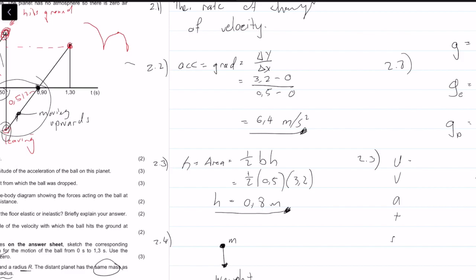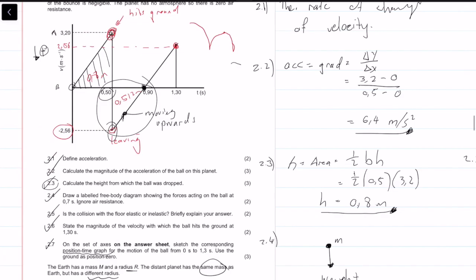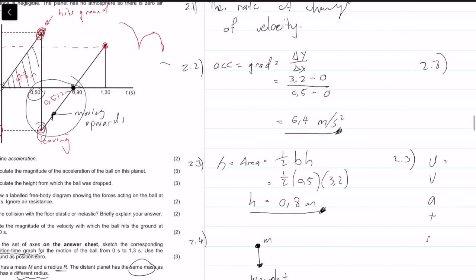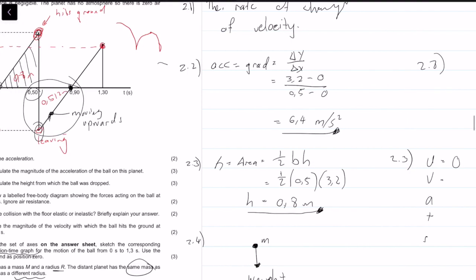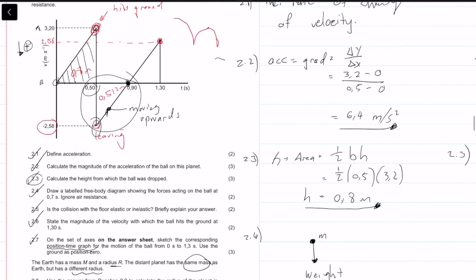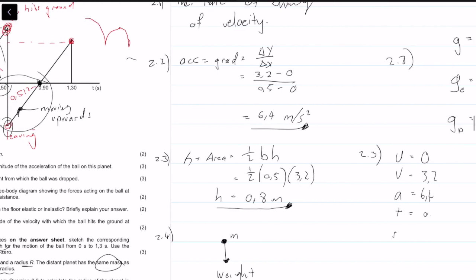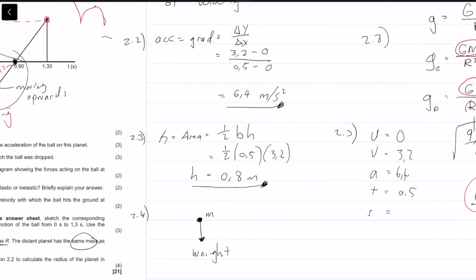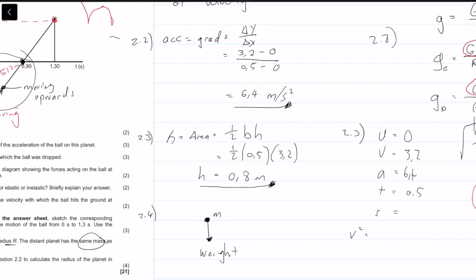Our initial velocity would have been 0. Our final velocity would have been 3.2. Our acceleration would have been the gradient, which we calculated as 6.4. T would have been 0.5, and we would be looking for S. So we could have used v squared equals u squared plus 2as.